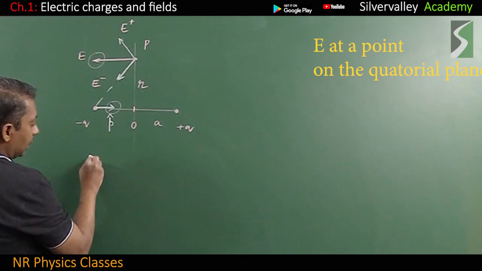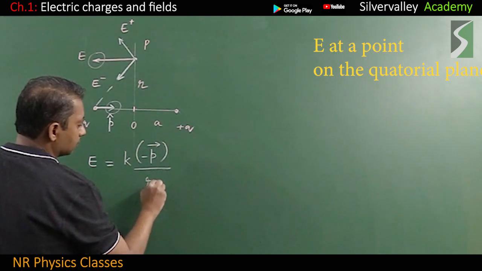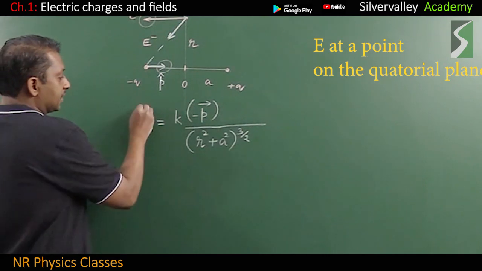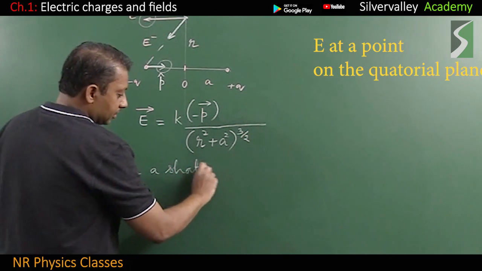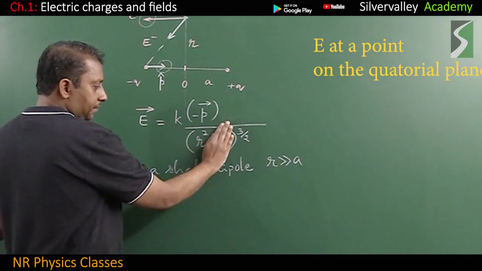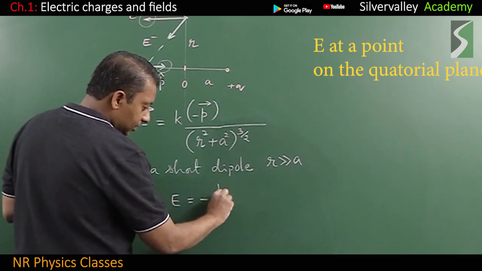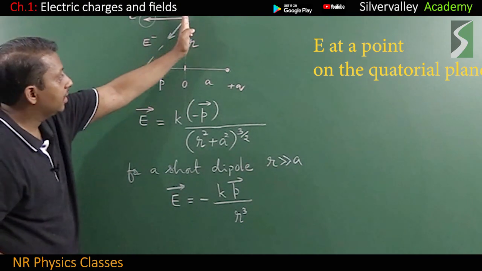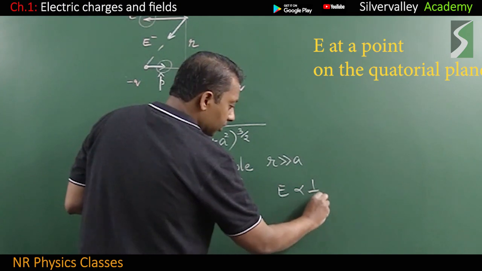Now the expression for the electric field is constant times minus P by (r square plus a square) whole to the power of 3 by 2. This is the electric field at any point on the equatorial plane. For a short dipole, r is very much greater than a. Neglect a, the square root gets cancelled, r cube. So the electric field equals minus constant P by r cube. So this is the expression for the electric field at a point on the equatorial plane of a short dipole. Again, in this case, the electric field is proportional to 1 by r cube.